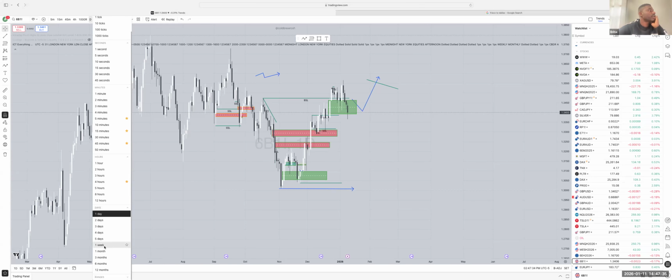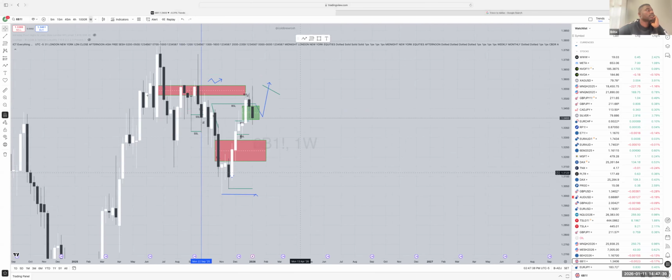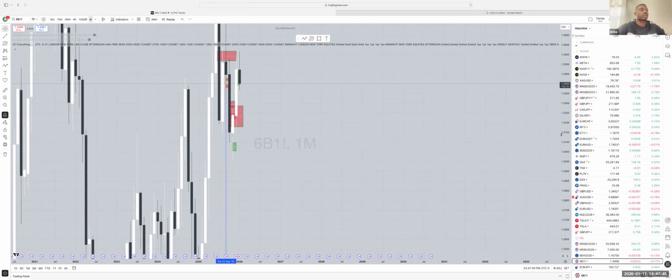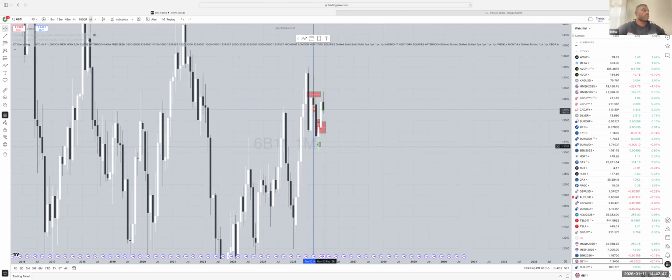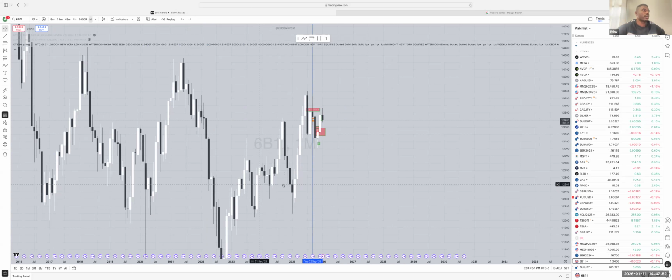When you look at 6B, again, same idea here, right? It should be lined up with what Euro has going on. So we think about last year what happened, same idea. It wasn't as clean as Euro, but we consolidated, manipulated down into this gap, and then spent the rest of the year running up higher and consolidating.